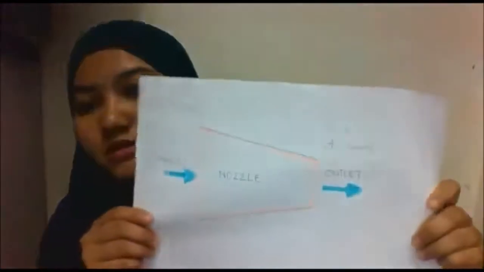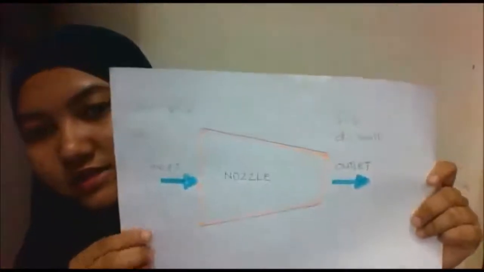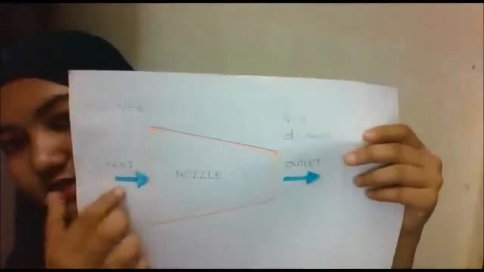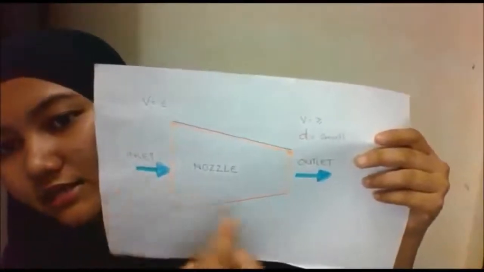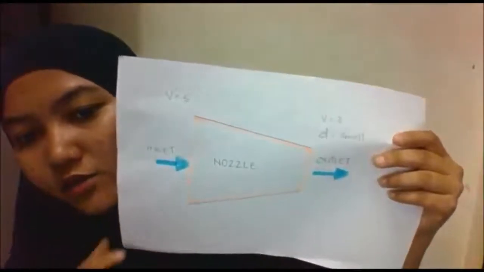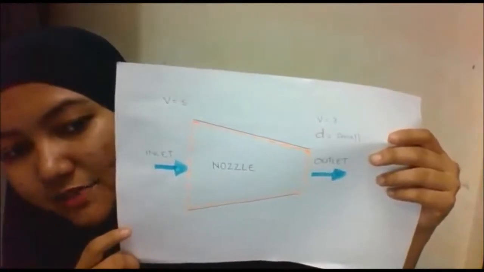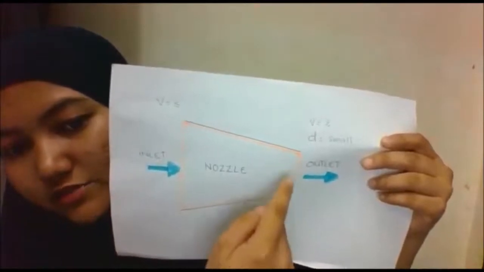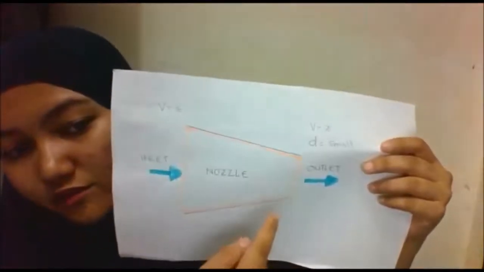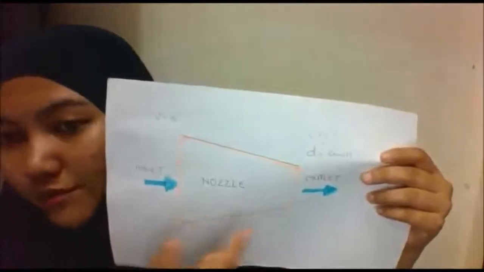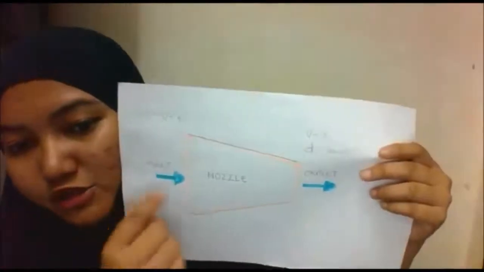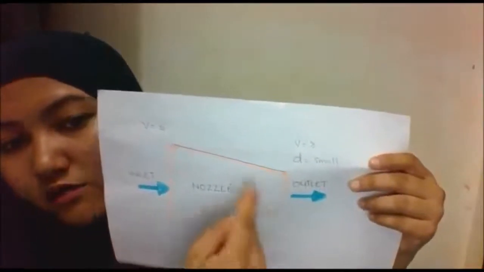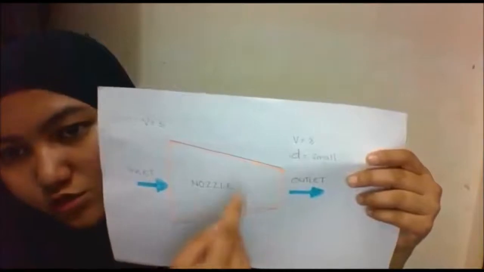This is the nozzle. As you can see, this is the inlet and this is the outlet. The velocity of the nozzle depends upon the ending point diameter of the nozzle, which means when the ending point diameter of the nozzle is smaller, the velocity of the fluid is more. The inlet pressure of the pipe is more than the outer pressure, and the velocity is then higher at the outlet.